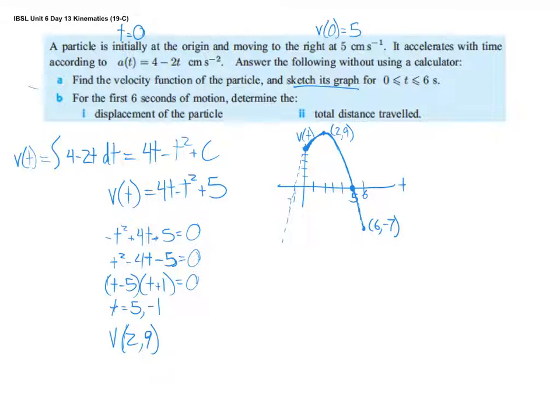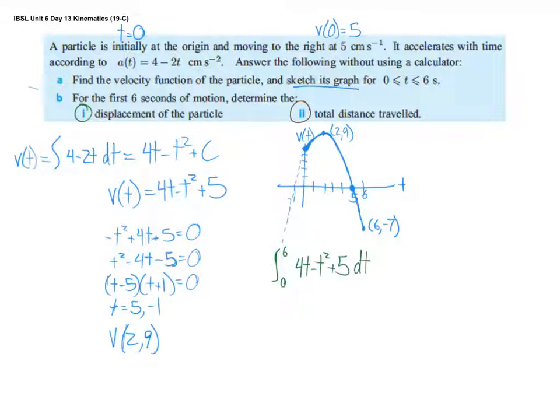So now I can see for part B, number 1, I'm just doing the integral from 0 to 6 of 4t minus t squared plus 5 dt. I don't care what's positive, what's negative. I just want displacement. Quick question: did you plug in 2 into the original equation, into v of t? Okay. We plug in 2 into here, because that's the function we're trying to graph.